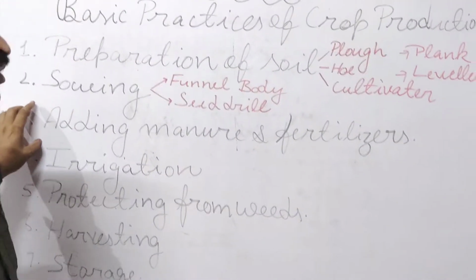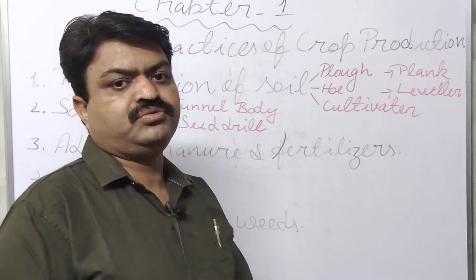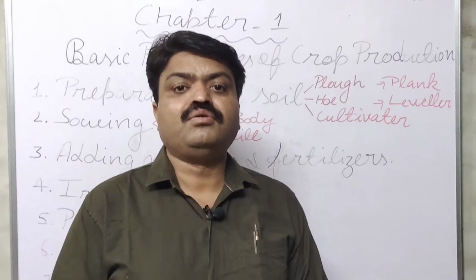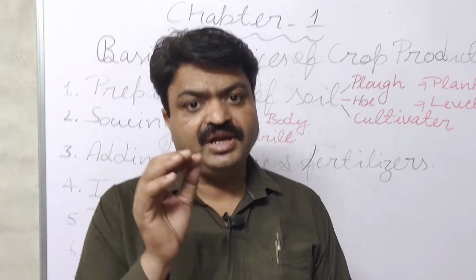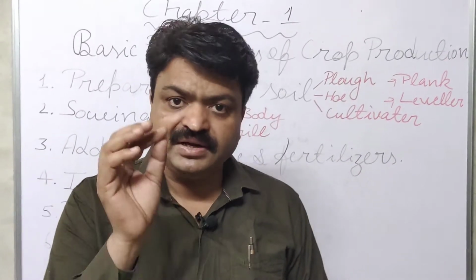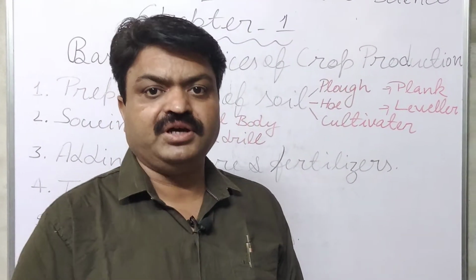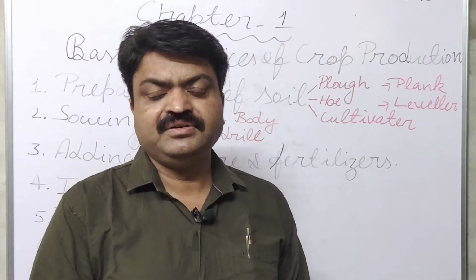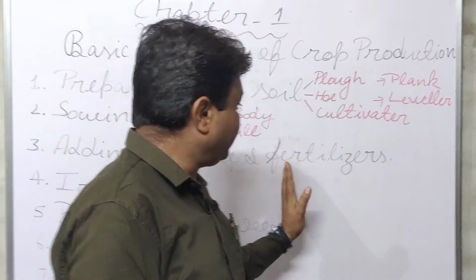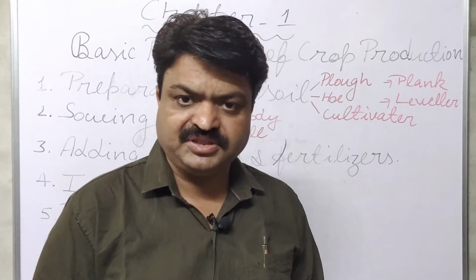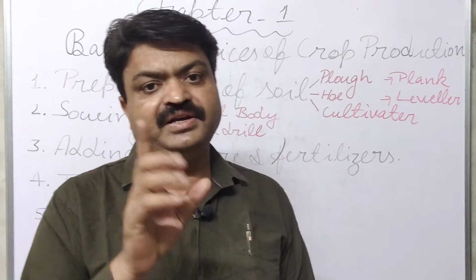Next is adding manure and fertilizers. Now what is manure, student? Manures are organic substances, meaning manures are nutrient-rich substances that are produced from biodegradable waste, like cow dung or plant waste. And fertilizers are inorganic chemical substances, and they are prepared in the industries.